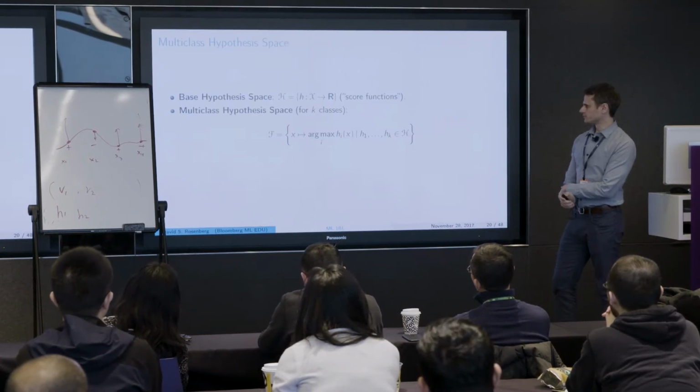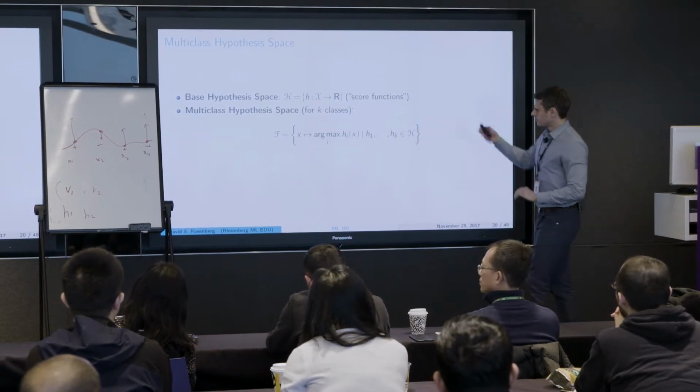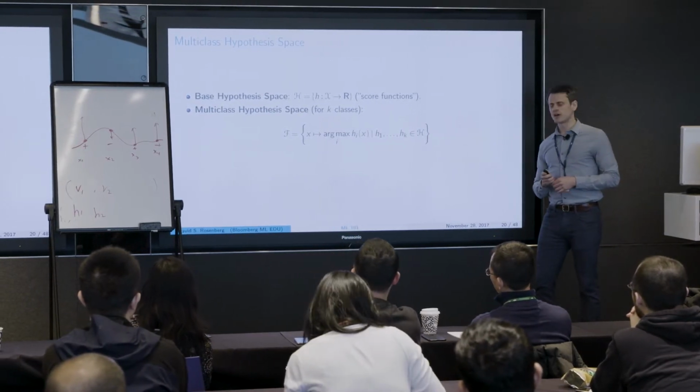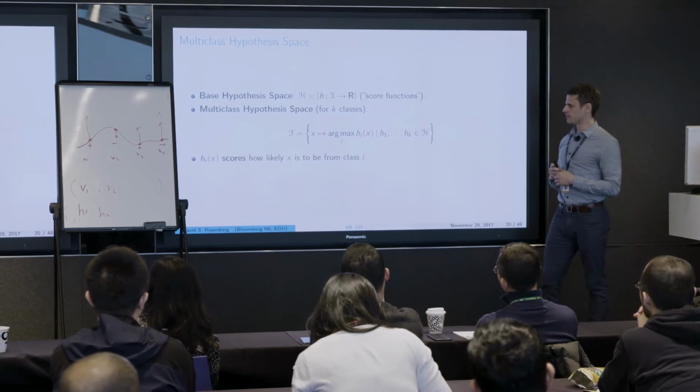So, multiclass. We have our base hypothesis space of score functions. We're going to choose the one that gives the highest score. That's what we've got so far.